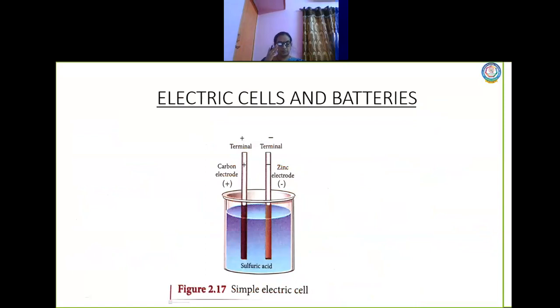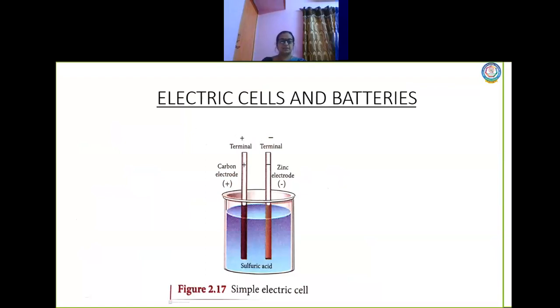With this, we are moving on to electric cells and batteries. Now, this is the structure of a simple electric cell. When more than one cell is connected together, you call it a battery. So let us see what is inside a simple electric cell. As I told you earlier, chemical energy is converted into electrical energy in a simple cell.